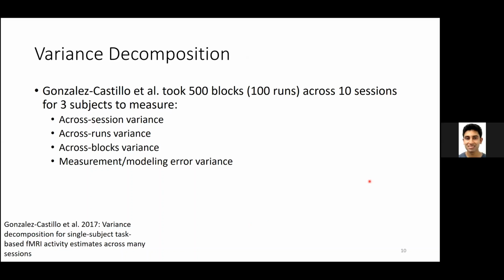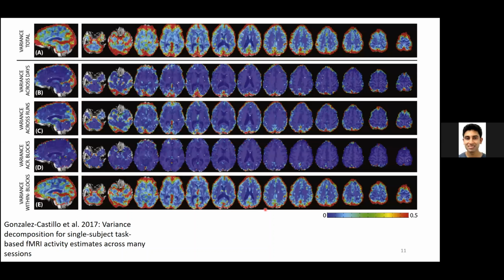This is a 2017 paper where they assess not only the cross-section variance, but also the across runs and across blocks variance, as well as just the general modeling measurement error variance that we see. This is a rather busy figure, so I'll try to focus your attention on the main point from here. But what they wanted to get out was that the amount of variance is not spatially homogeneous.